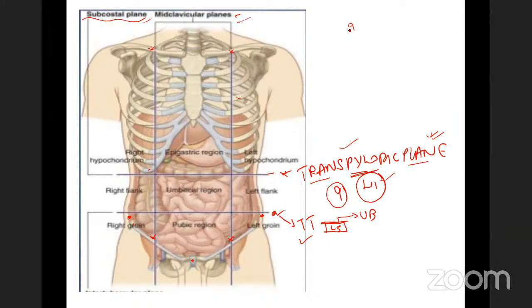So what are the regions? The umbilicus is present here, so this is the umbilical region. Above is the epigastric region. Below the umbilicus is the hypogastric or pubic region. On either side of the epigastric is the right and left hypochondrium. On either side of the umbilicus is the lumbar region. On either side of the hypogastrium is the iliac region. So these are the 9 regions.